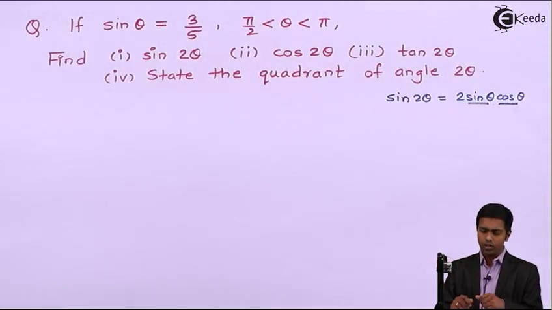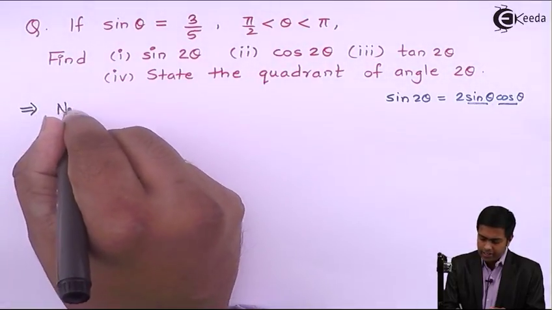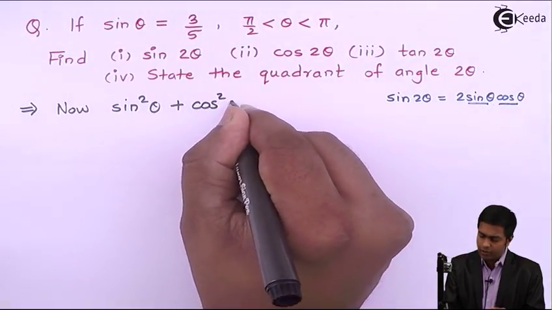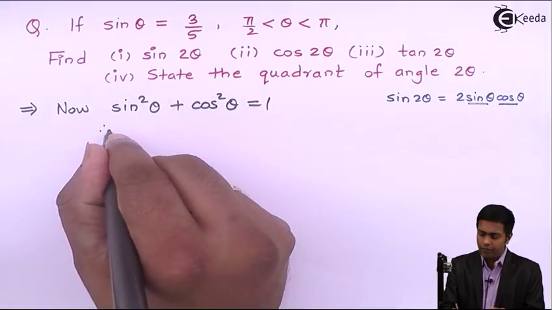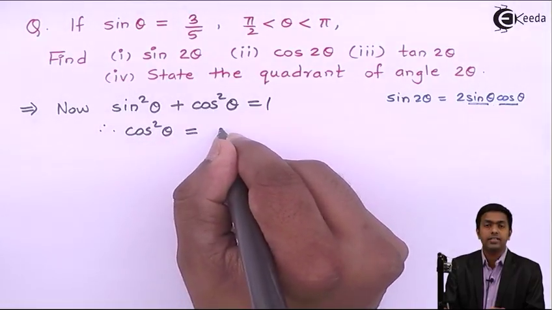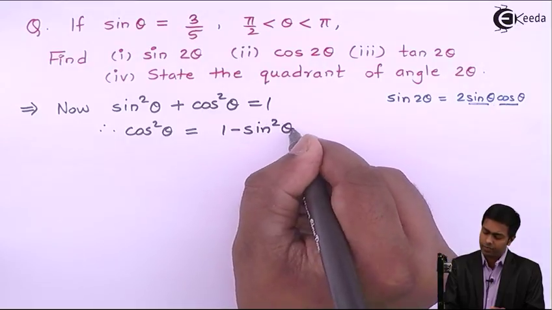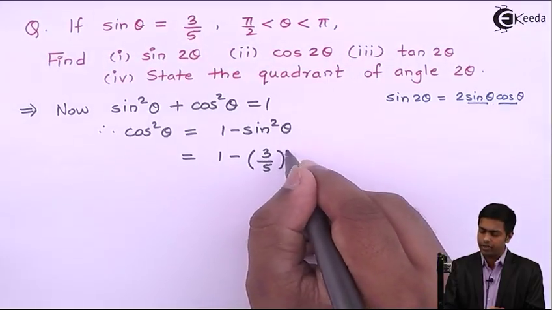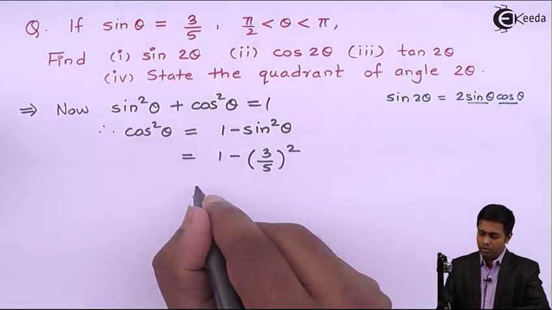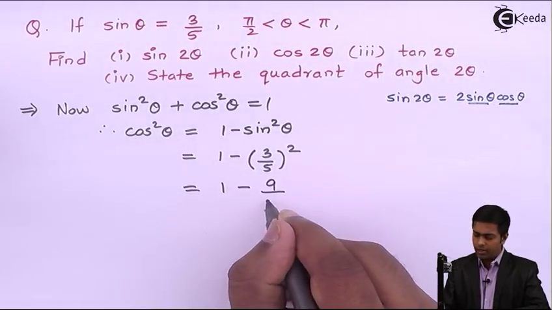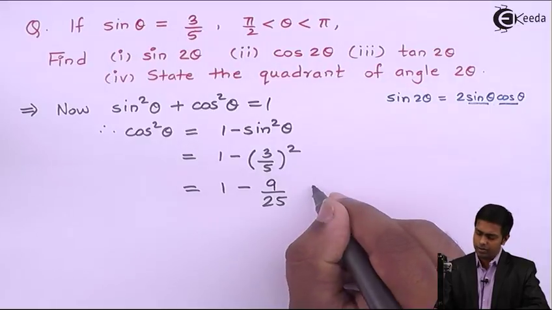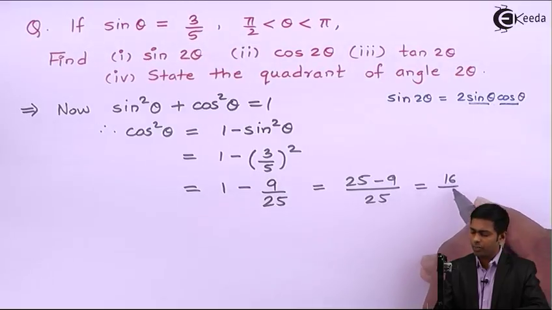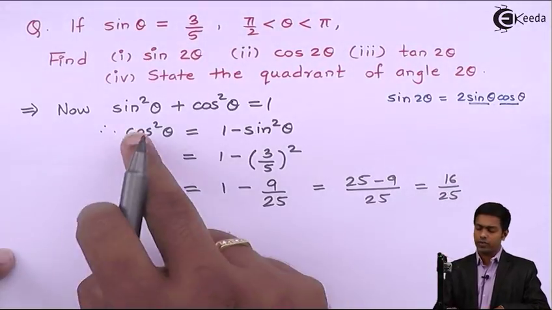So let's start. To get that value, we know that sin square theta plus cos square theta is equal to 1, which is the identity, and therefore we can say that cos square theta is 1 minus sin square theta. So this will become 1 minus, what is the value of sin theta? It is 3 by 5, the whole square. Now this will become 1 minus 9 upon 25, which is nothing but 25 minus 9 upon 25, which is 16 upon 25. So this is the value of cos square theta that we got.